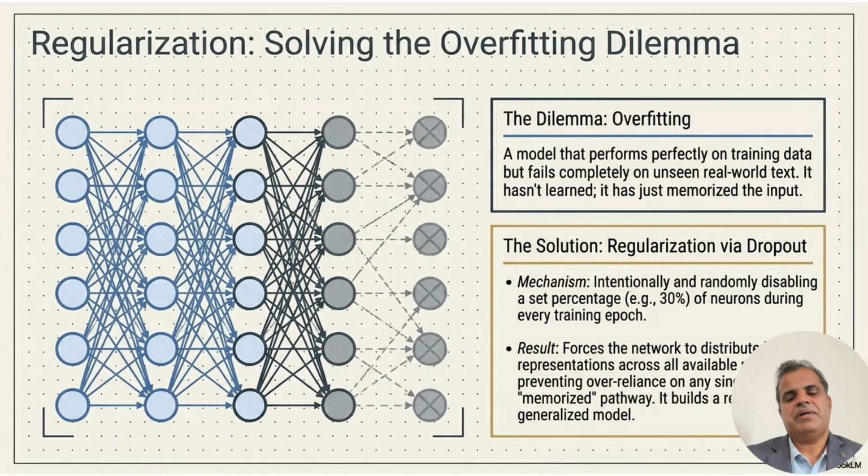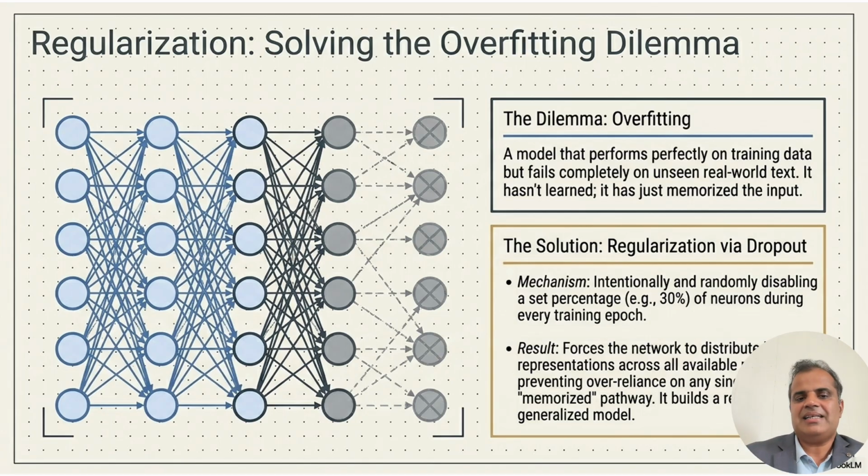As we build deeper networks, we run into a major roadblock: overfitting. This dilemma occurs when a model performs flawlessly on our training data but fails completely on unseen real world text. The network has not actually learned the semantic pattern of language, it has simply memorized the specific noise of the training input. To solve this, we implement a regularization technique called dropout.